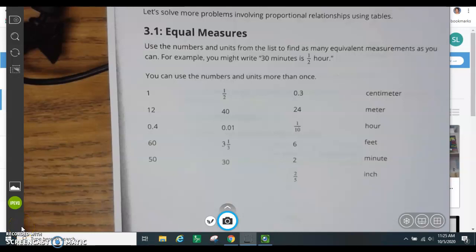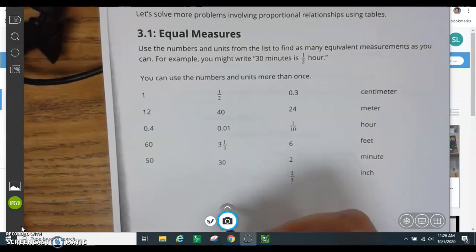Okay, lesson 3 starts on page 103 in your workbook. And today we're going to learn more about the constant of proportionality. We're going to solve more problems using tables today. So let's look at all these numbers on this list, and we have some units as well. I want you to write down as many equivalent measures as you can. For example, you could write 30 minutes is a half hour.